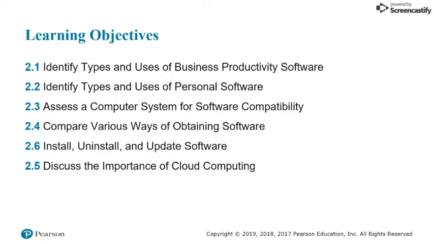Today we are going to first identify different types and the functionalities of various business productivity software items. We are also going to talk about the types and functions of personal software. We'll go on to talk about how to assess whether a certain piece of software is compatible with your computer system. We'll talk about the various ways to get software. Once you get it, how to install, uninstall, and update that software. And finally, we'll touch briefly on the importance of cloud computing, which is a term we hear a lot of today.